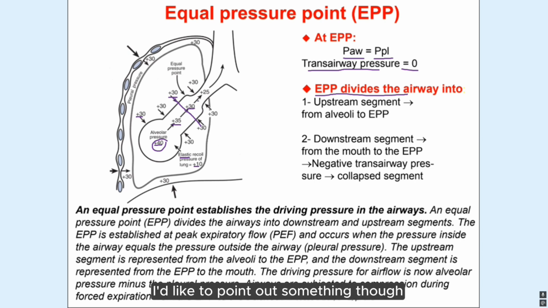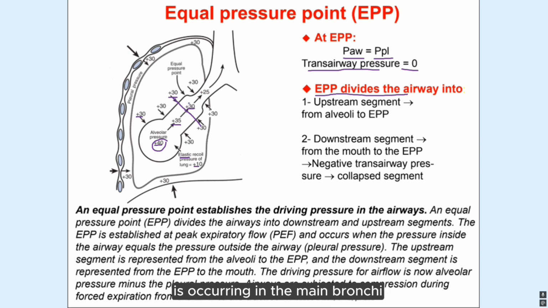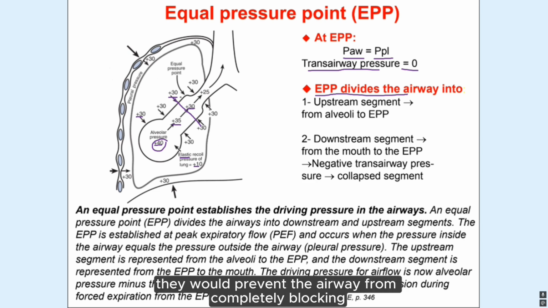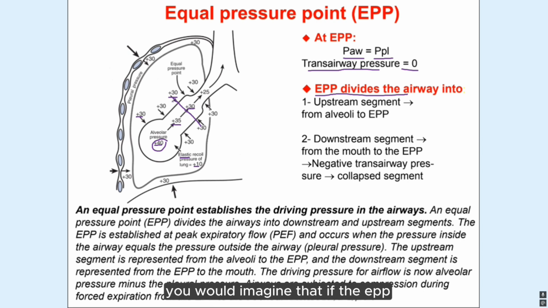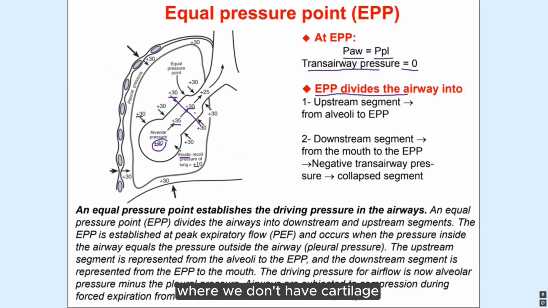I'd like to point out something though. Even though this airway is collapsed, it is not 100% completely collapsed. This is because you can see that the collapsing area is occurring in the main bronchi, where we have cartilage. And so the cartilage and the walls of the bronchi will prevent the airway from completely blocking and collapsing. So you would imagine that if the EPP occurred somewhere before for whatever reason, and the collapse happened after, where we don't have cartilage, there will be complete collapse instead of simple narrowing.